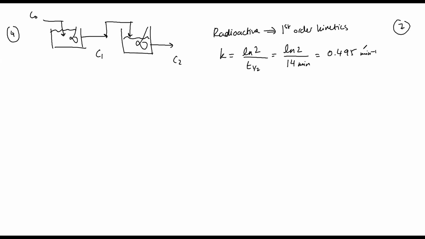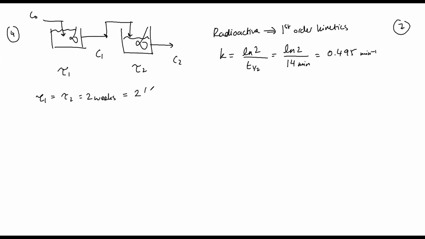Sorry, minutes minus 1. So be careful with the units in this case. And you're given that the tau in the first reactor is equal to the tau in the second reactor, and this is equal to 2 weeks. So tau 1 is equal to tau 2 is equal to 2 weeks. So one thing I'm going to do, I'm just going to convert this to minutes directly because this guy is in minutes and I don't want to forget.